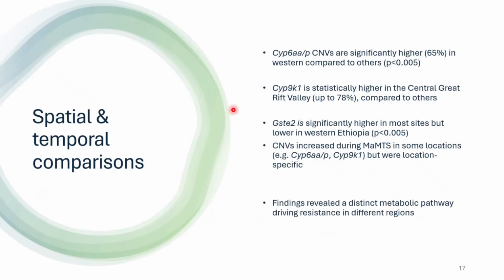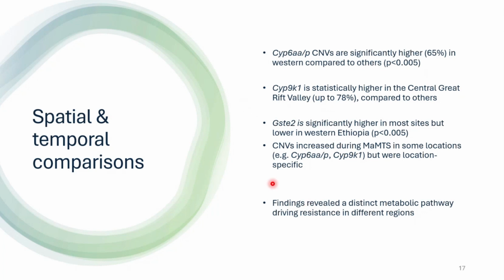So we also compared the frequencies across the different geographic areas, like what we did for the target site resistance frequency. The CYP6AFP gene copy number variation was significantly higher in western Ethiopia compared to other locations. And also the CYP9K1 was statistically higher in the central Great Rift Valley compared to others, while comparison among other locations was not significant. And GSTE2 gene was significantly higher in most sites, but it was significantly lower in western Ethiopia, where we found high frequency of the CYP6AFP gene cluster.